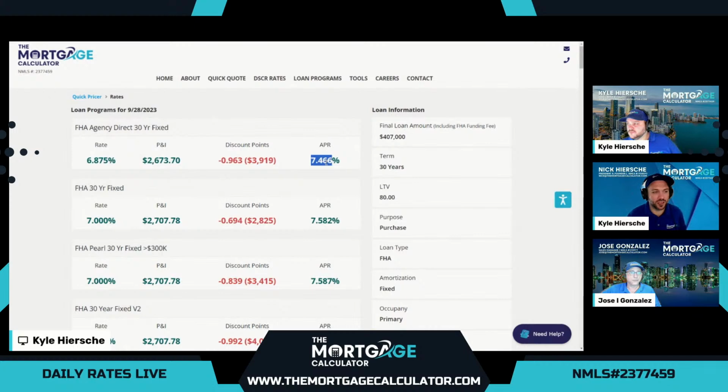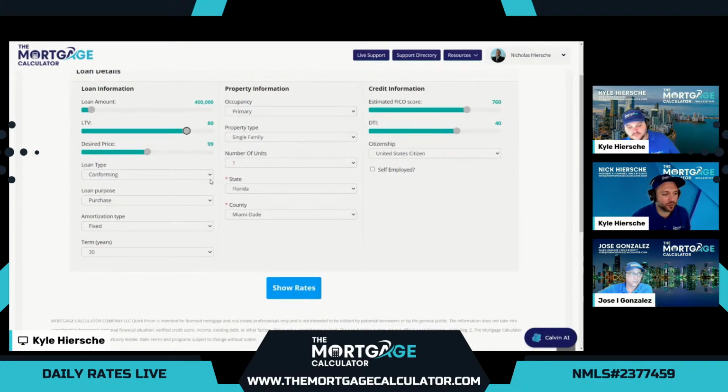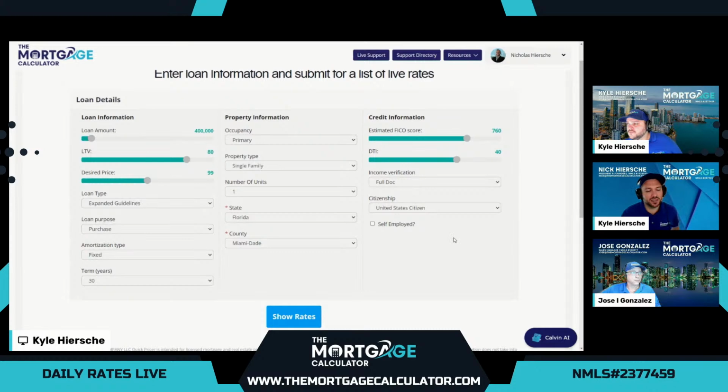Now, where we really love to specialize is if our customer has trouble qualifying for any of the standard FHA or conventional programs. Many other banks or lenders may have to deny that client. But fortunately, here at the Mortgage Calculator, we have over 5,000 other options beyond what we just looked at. So we have our expanded guidelines, also known as non-QM. When we select that option, everything else will stay the same. However, we have a new box that pops up for income.